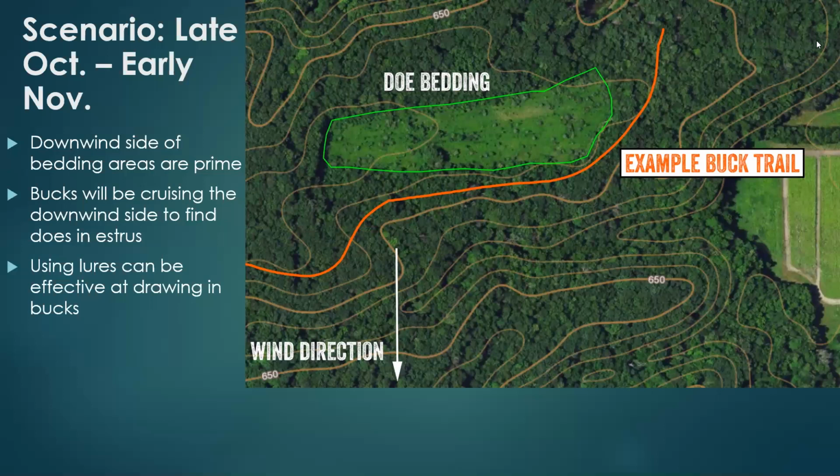And like Curtis said, deer are not very romantic. So he will certainly go in there, harass and chase that doe for a long period of time. But focusing on the downwind side of doe bedding areas is a great strategy as we get closer and closer to peak rut.